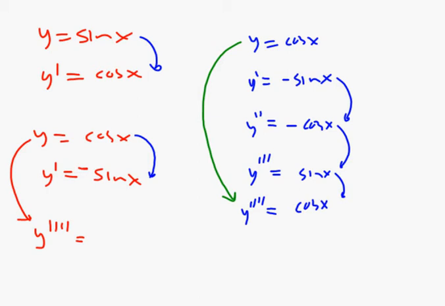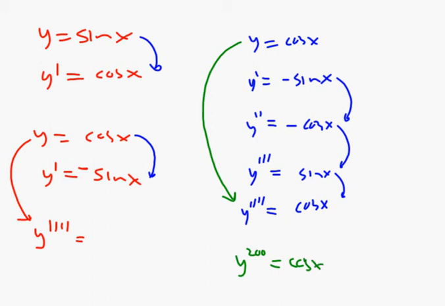You could say things like, hey, what's the 200th derivative? Let's pretend for a minute that y^(200) means the 200th derivative. Well, that would be the same as the fourth derivative, right? Because we know that 4 goes into 200, so this answer would be cosine x, right?